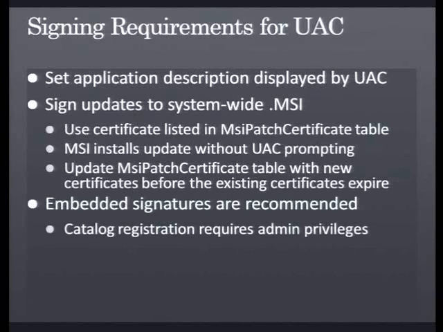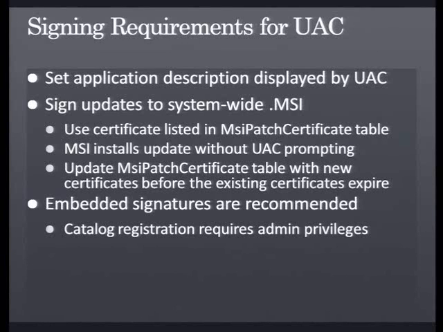In order to sign a file for UAC, the first thing you need to do is set the application description in the signature. We'll have specific command line examples later in the presentation to describe how to do this. Next, if you're updating your system-wide MSI file, make sure to use the signing certificate listed in the MSI patch certificate table. In this case, MSI will be able to install the update without launching a UAC prompt because that update will be trusted by that system-wide MSI installation package.